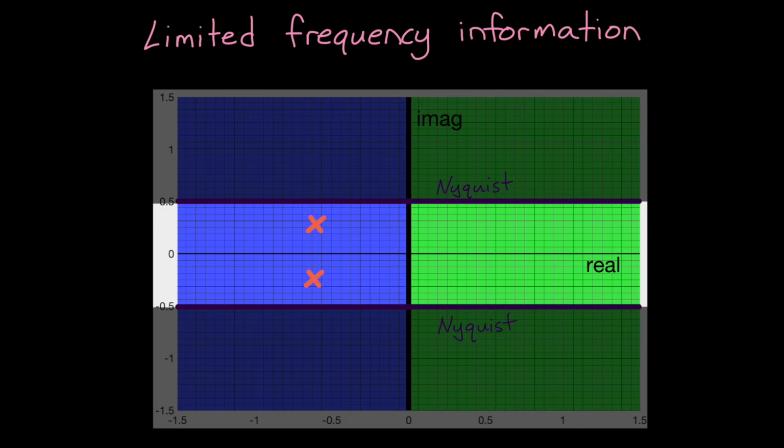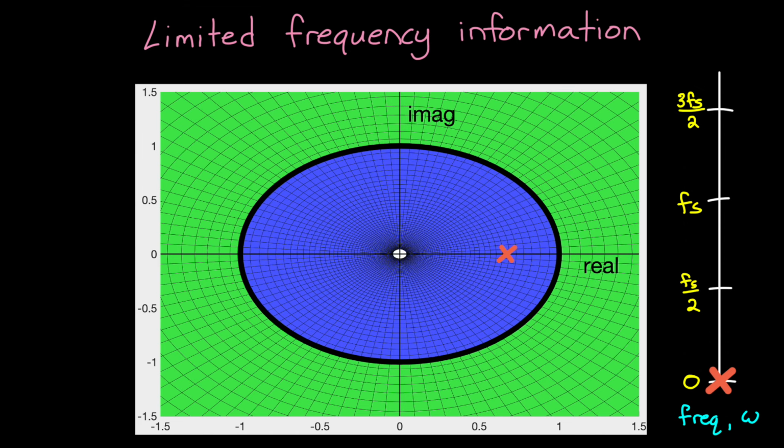But instead of thinking about it as moving high frequency stuff down, it's helpful to think of frequency information as looping around the origin and just circling back on itself. For example, at zero frequency, the pole would exist on the positive real axis. But as the frequency increases, we move around the origin until we get to the Nyquist frequency on the far left, and that's at half the sampling frequency. And then we just keep looping around. When we get to the sampling frequency, we've reached the same point on the positive real axis that we had at zero frequency.